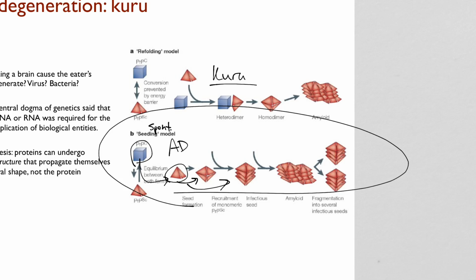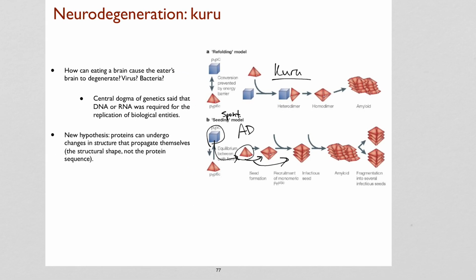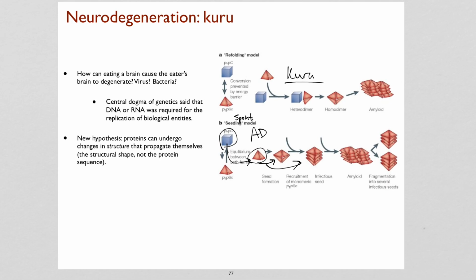But just because Alzheimer's isn't contagious now doesn't mean it couldn't be. It's just that we don't eat people's brains. And if that happened, it's pretty certain that Alzheimer's would be contagious in that way. It certainly is in mice when that happens anyway.